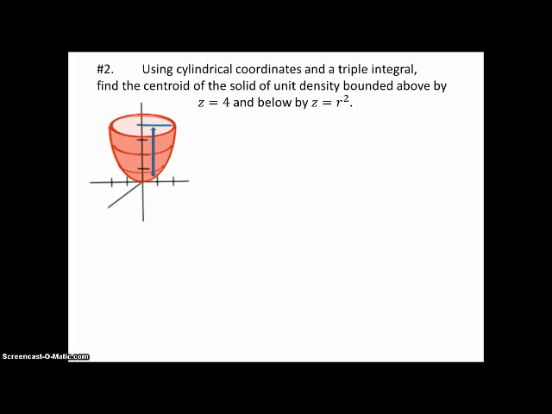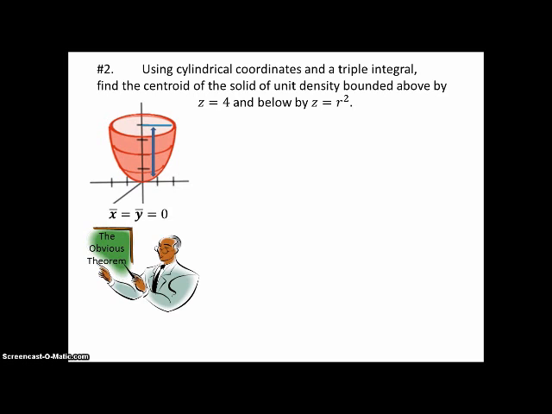So we are vertically simple, which means our method can work. And x bar and y bar are pretty obviously 0, are they not? By the obvious theorem. If you don't trust that, you can always work out the integral for those. The mass is the integral of density times the cylindrical dV, which is r dz dr d theta.